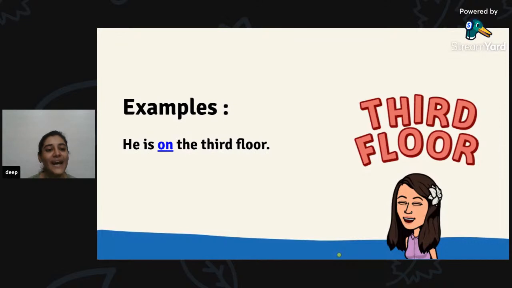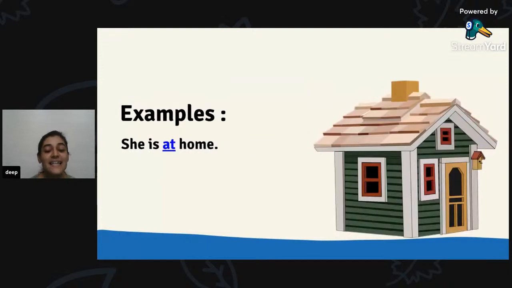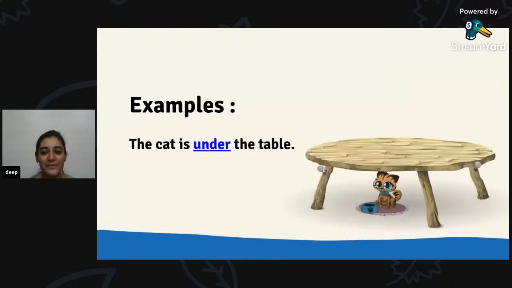Great. Let's look at the next example. He swam across the pool. So write across in the chat box. Let's see the next example. She is at home. So type at in the chat box below. Great. Let's move to the next example. The cat is under the table. Can you see the cat? The cat is under the table.